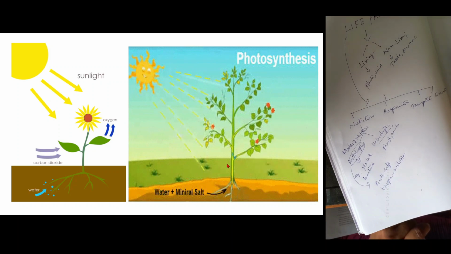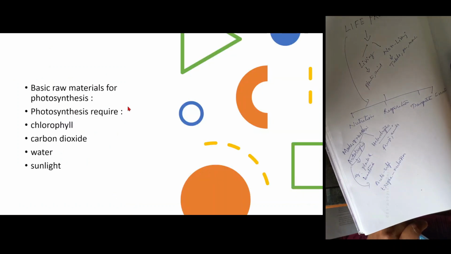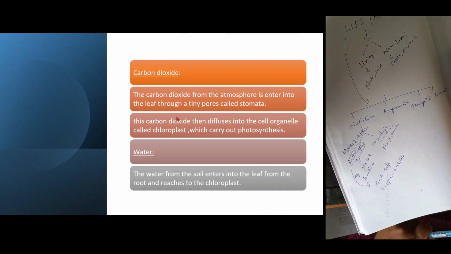When the food is prepared, what are they giving out? Oxygen they are giving out. Along with the food, they are giving out oxygen. So now, what are the basic raw materials for photosynthesis? Photosynthesis requires chlorophyll, carbon dioxide, water and sunlight, as we have seen in our previous slide. How these raw materials are utilized and from which part they are taken, we will see.